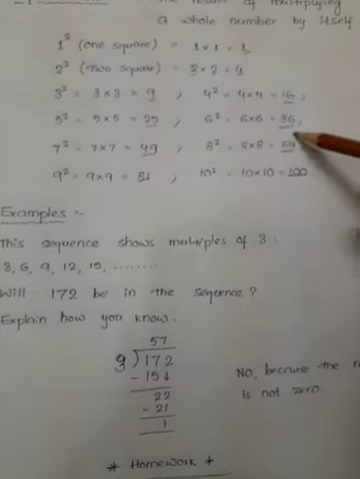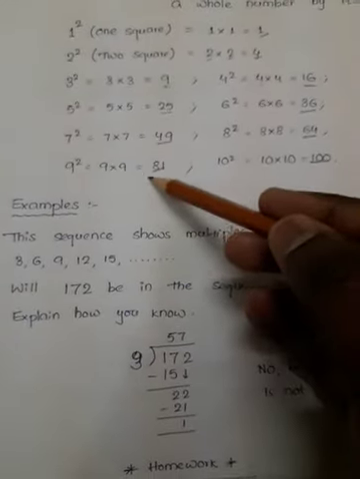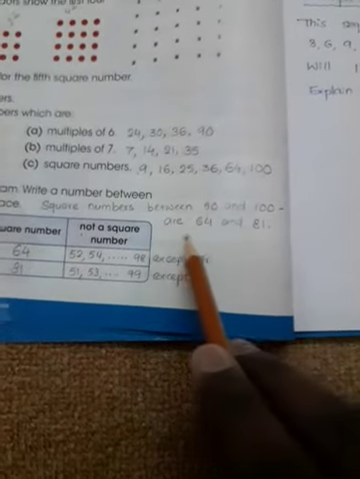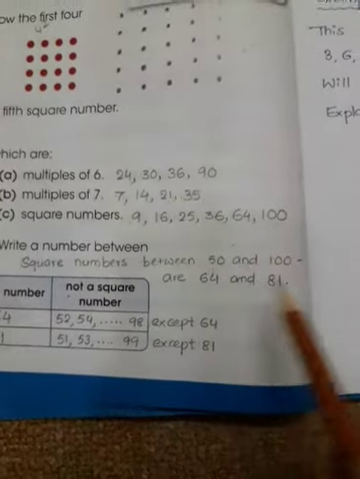8 eights are 64. So 64 is more than 50 but less than 100. 81 is more than 50 but less than 100. So square numbers between 50 and 100 are 64 and 81 only. That means only two numbers. He asks you to write it between 50 and 100. He does not ask you to write it up to 100. Only two square numbers are there.